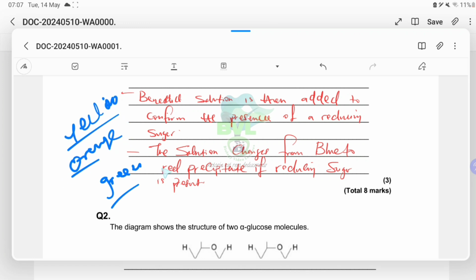Why is all of this correct? Because all of this can also be an indication of how concentrated the sugar is. Red, brick red, being the highest concentration of sugar. So the different colors show you the amount of sugar present in the solution. Well, that made sense.